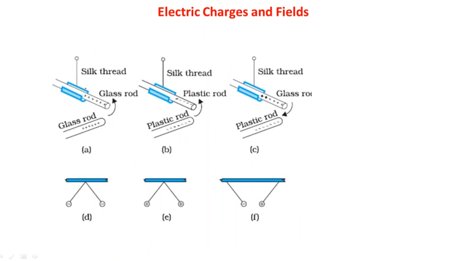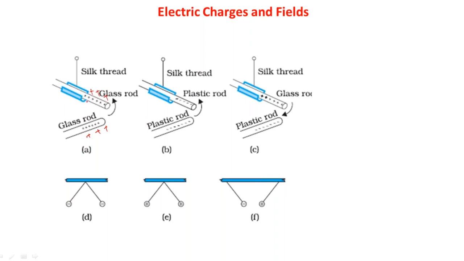Now look in the previous figure, what we have shown, there are 2 glass rods. Suppose the glass rod is losing electrons upon rubbing. If I have 2 glass rods and I rub with the same material, silk, then both the glass rods will be positively charged. And when we bring one near the other, they will be repelling each other.